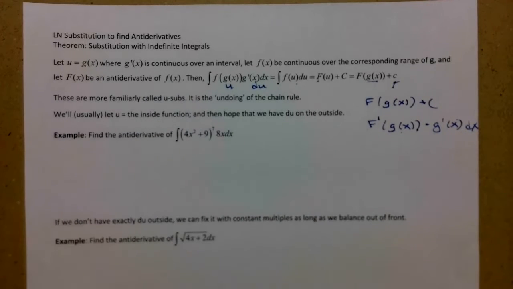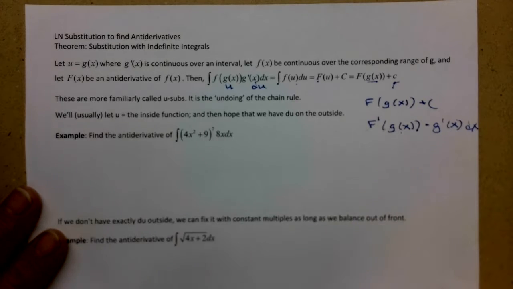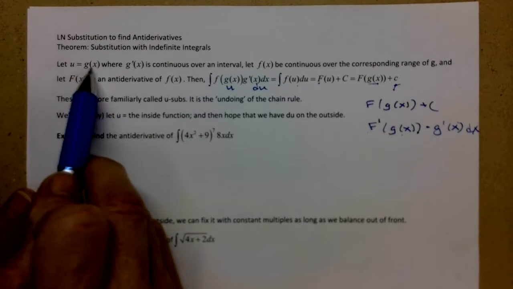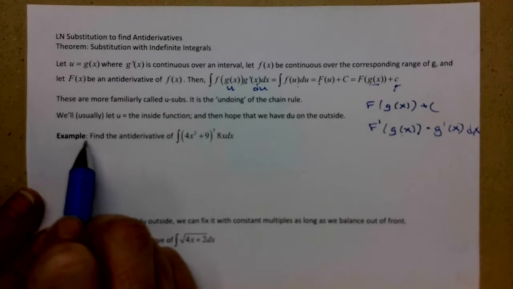Typically, when we're doing U subs, it's because that inside function is not just x. And again, typically, not always, but let's say 90% of the time when you go to do your U sub, we're going to let u be that inside function. U equals g of x. G of x is that inside function. So here's our first example.